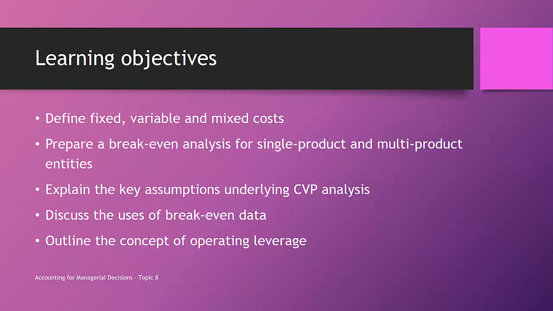Once we've done that, it is important to understand some of the limitations of CVP analysis. Some of these assumptions which sit underneath it are quite important to be aware of, because if you're forecasting into the future and you're potentially breaking some of those assumptions, you need to know what they are. We'll look at how break-even data can get used and what sort of decisions can be made with it and why it's important. We'll also have a look at the idea of operating leverage and what it means.